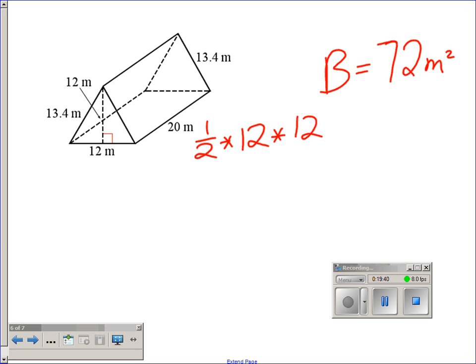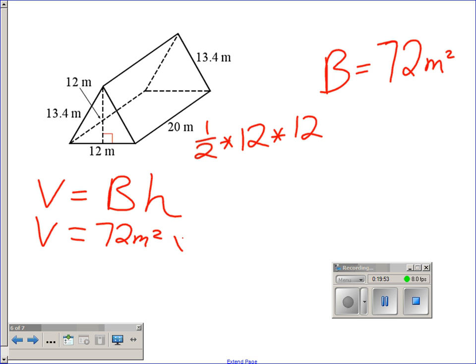Now, how would we find the total volume then? 72 times 12. Area of the base times the height. So we know that our volume is equal to 72 meters squared, and we're going to multiply that by the height. What's the height? 20, which is 72 meters squared times 20 meters. 1,440.